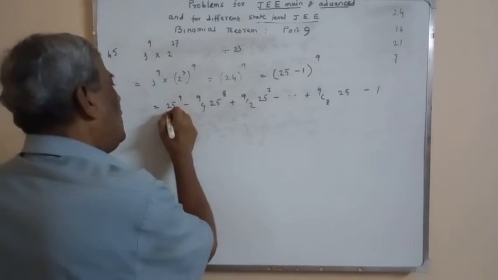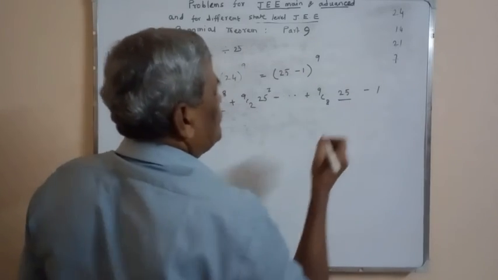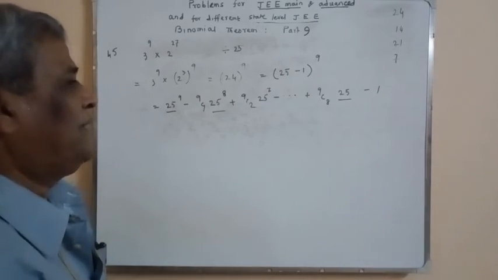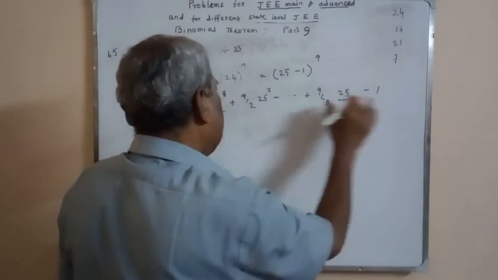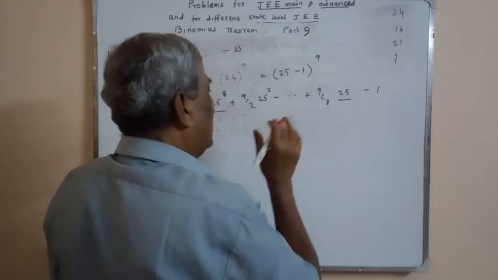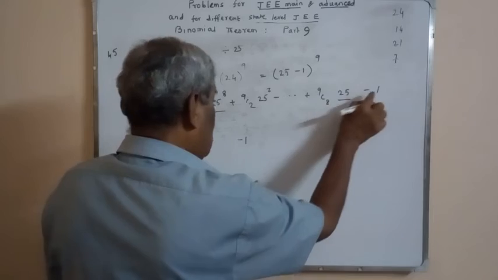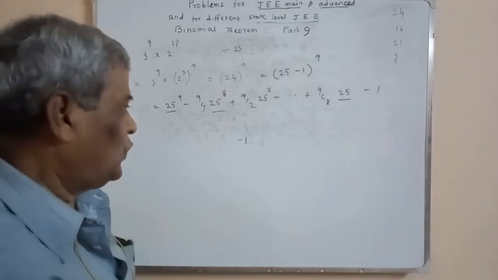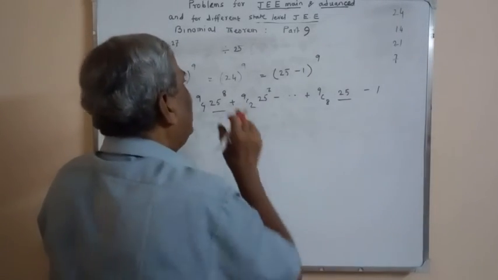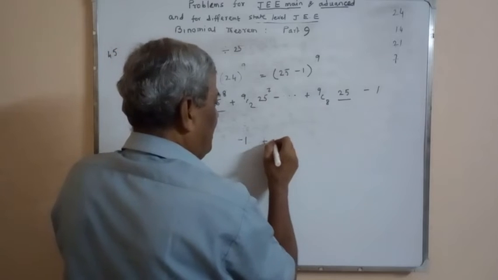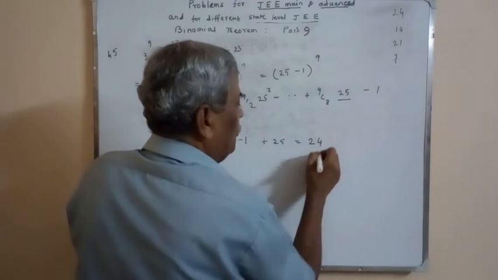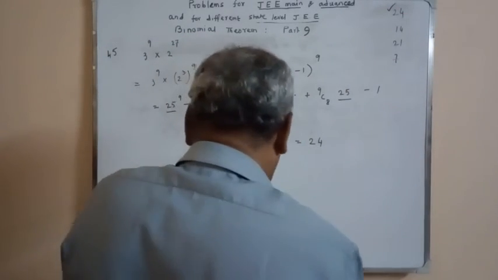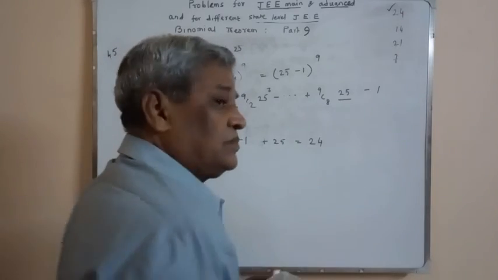Now you see, all terms up to this are divisible by 25, excepting this one. So when the whole thing is divided by 25, the remainder is minus 1, this one. But the remainder cannot be negative. So we have to add 25 to it. 24 is the remainder. So the first option is correct. Next.